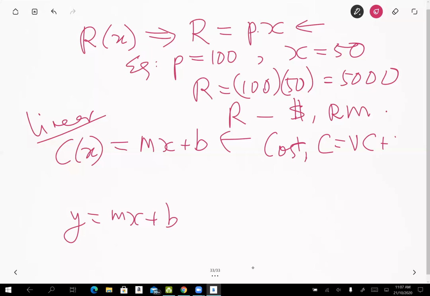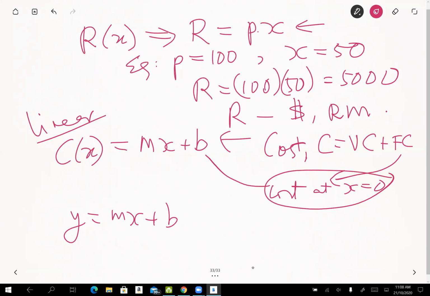So variable cost plus fixed cost. Fixed cost is the cost that you incur even though you don't produce any output. So that is the cost at x equal to 0. You don't produce anything, you still incur some cost. That cost is called fixed cost. So that fixed cost is b. That means it's the y-intercept, so here you call it the C-intercept.